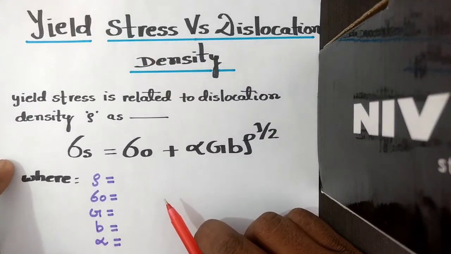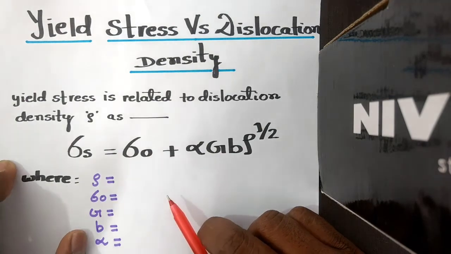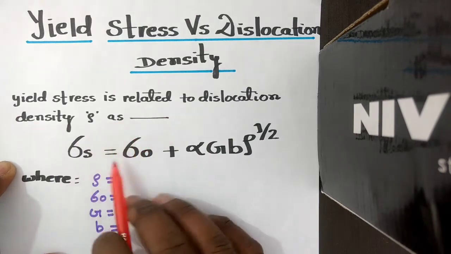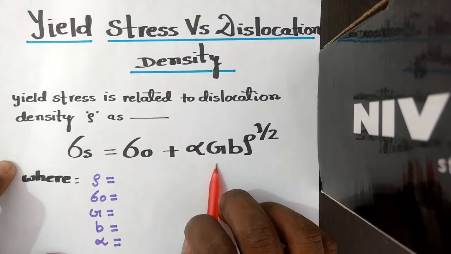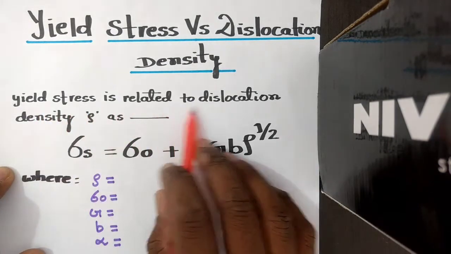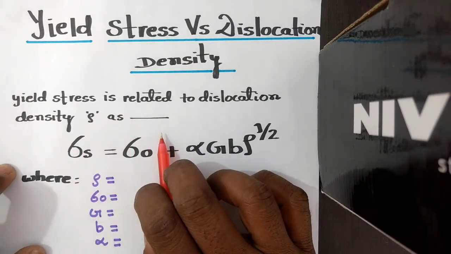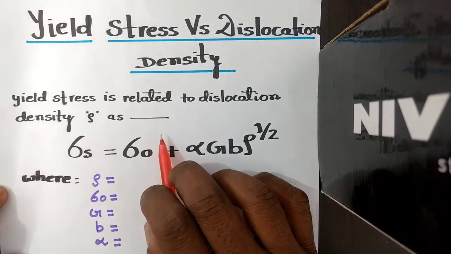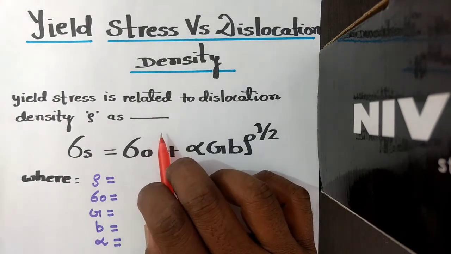Today I am going to discuss the yield stress and the relation of yield stress with the dislocation density. The yield stress is related to the dislocation density rho as sigma_y equal to sigma naught plus alpha G b rho to the power 1 by 2. This is the relation between the yield stress of the material and its dislocation density, where rho is the dislocation density. As we all are aware, dislocations are very important for the strengthening of a material.